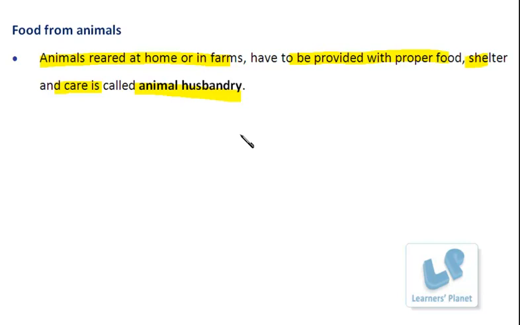Now all these topics you are going to study in your higher standards. So this is all about this chapter.